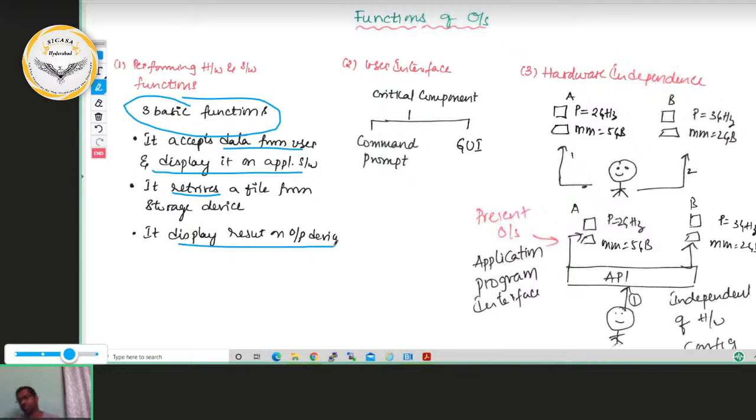Let us say add 20, 30. What is the result? 50. 50 will be displayed on the monitor. Monitor is called an output device. So this is the first basic function of an operating system.